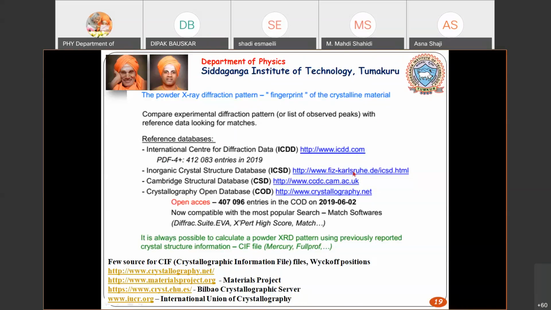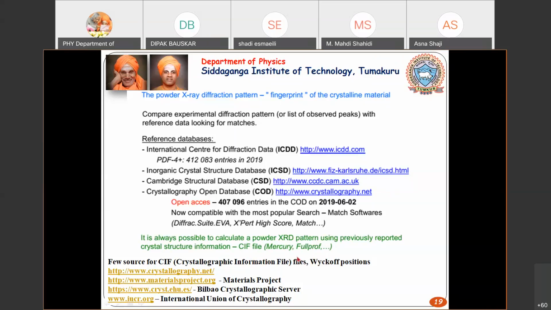But there is one which is an open database. This is a free database, and this is the one which we are actually importing in our Quellex. COD is the Crystallography Open Database, and this is free open access, and the rest you need to pay for. You can also use some software like Match, EVA, or X'Pert HighScore. These softwares will also give you the crystallographic information file. You can download this zip file, and then you can just use it in your FullProf.